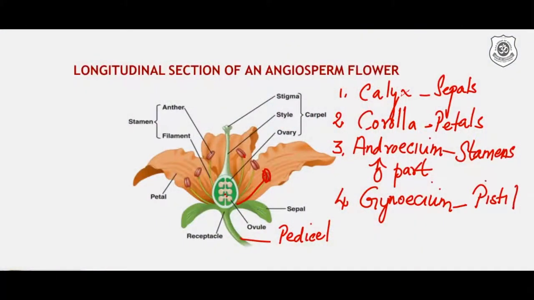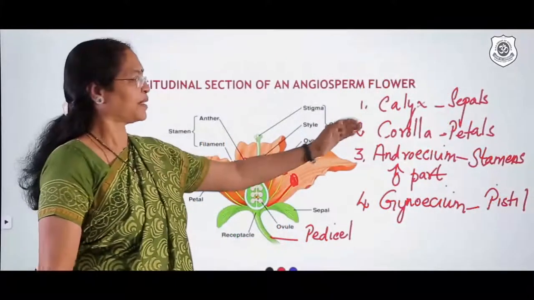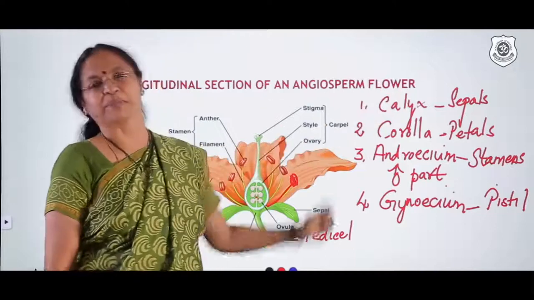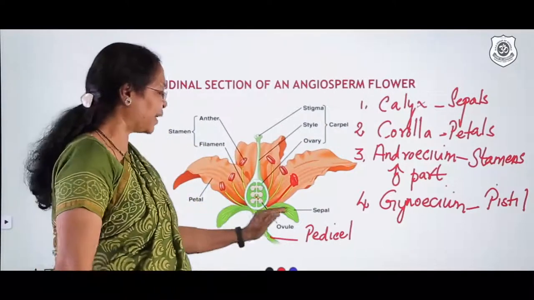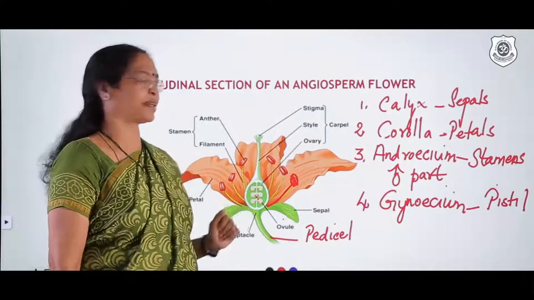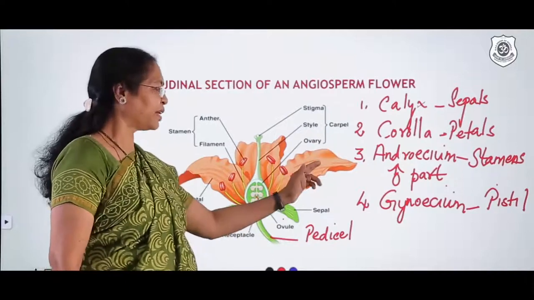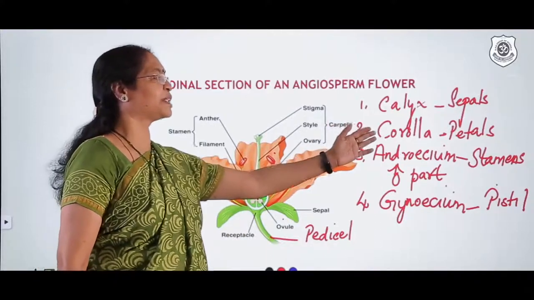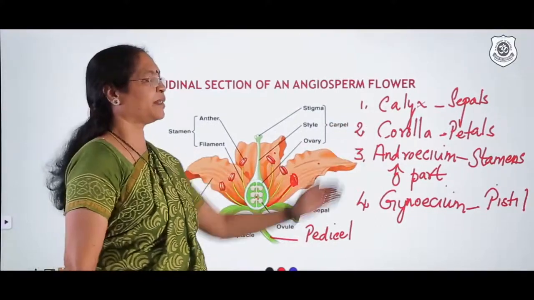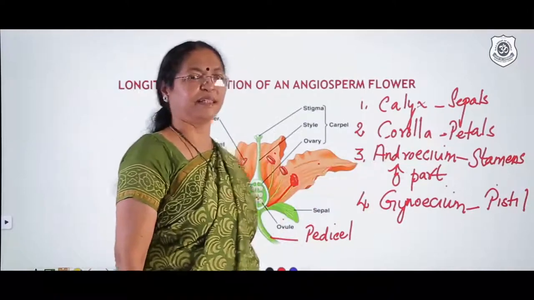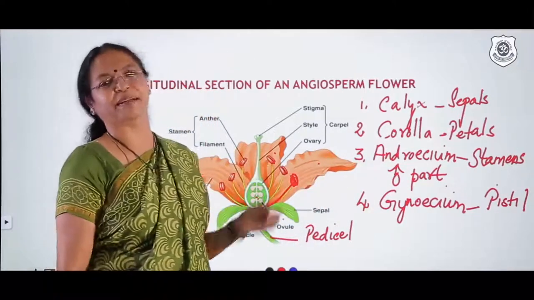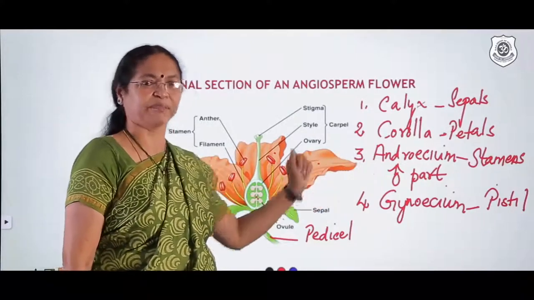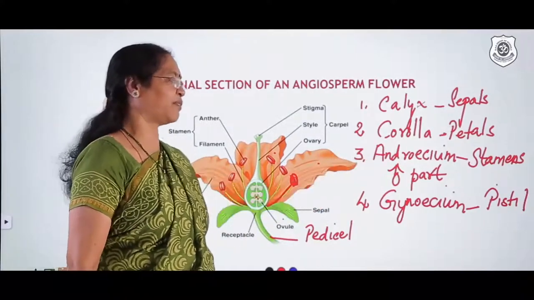So I'm coming to the 4 different whorls of the flower. The first one, you call it calyx. Calyx is made up of a large number of sepals. Sepals are green in color. They protect the flower in bud condition. The second whorl of the flower is the brightly colored one, called corolla collectively. They are made up of a large number of petals. Petals are brightly colored to attract agents of pollination. The third whorl of the flower is androecium. Androecium is the male part of the flower.